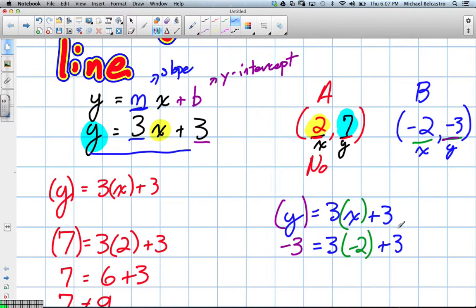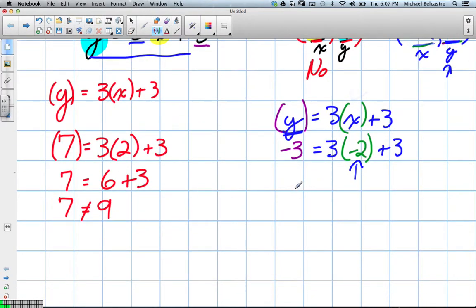Does this make sense what I've done so far? So same idea as before. We replaced our x value in the equation with -2, and we replaced the y value in the equation with -3. Okay, so we're balancing our equation to see if these are equal. So again, the left side is just -3. There's nothing to simplify. So -3 is equal to, now here we go, we have 3 times -2.